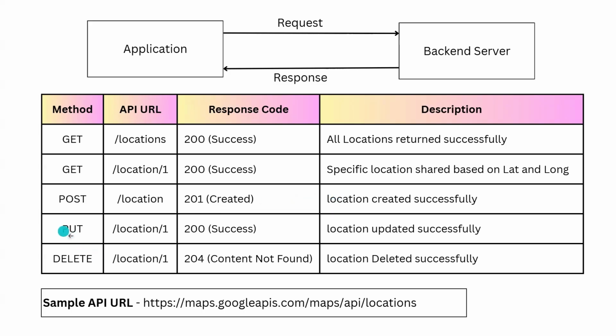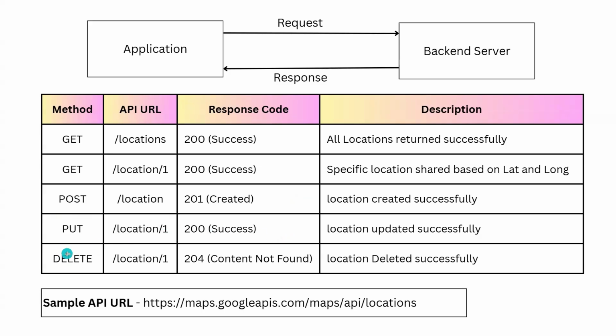Now, suppose you wish to edit an existing location. You can pass the location ID in the URL, and in the body, you pass the updated data. What it will do is replace or update the existing data with the latest data you're sending in the body. So this is how this would work.